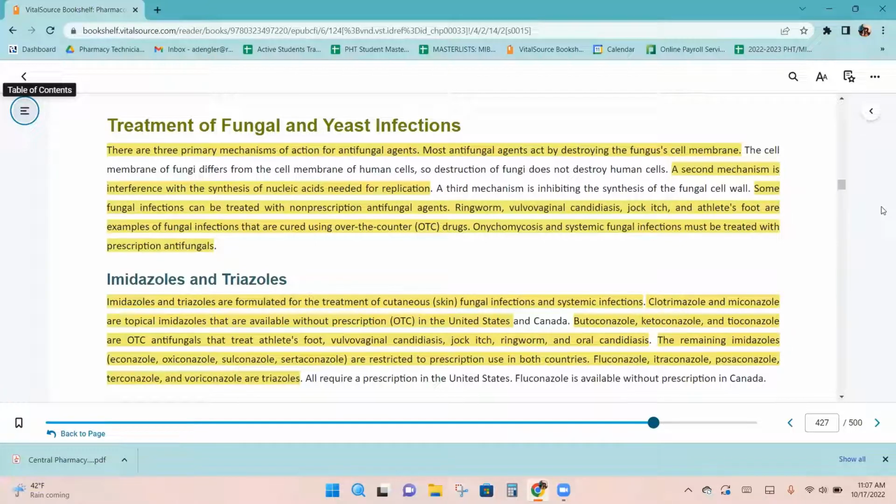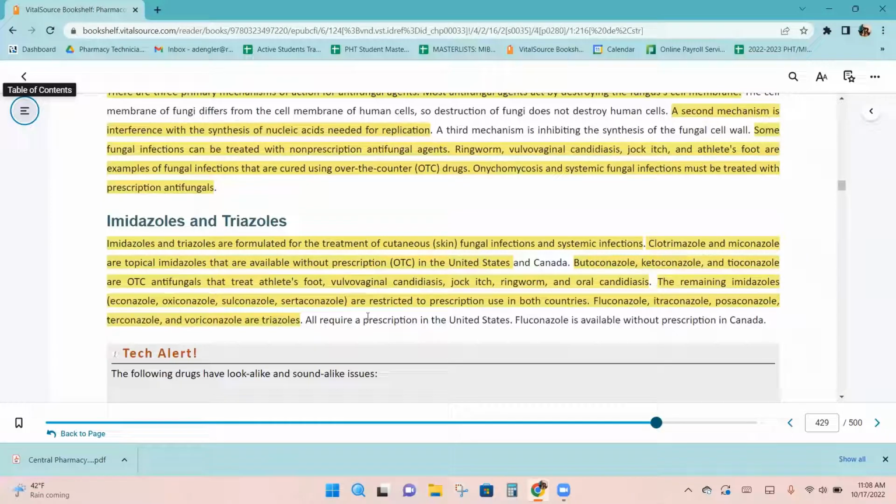Some fungal infections can be treated with non-prescription antifungal agents. Ringworm, vulvovaginal candidiasis, jock itch, athlete's foot are examples of fungal infections that are cured using over-the-counter drugs. Onychomycosis and systemic fungal infections must be treated with prescription antifungals. Imidazoles and triazoles are formulated for the treatment of cutaneous skin fungal infections and systemic infections.